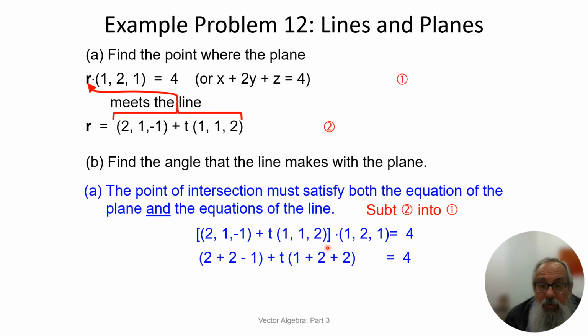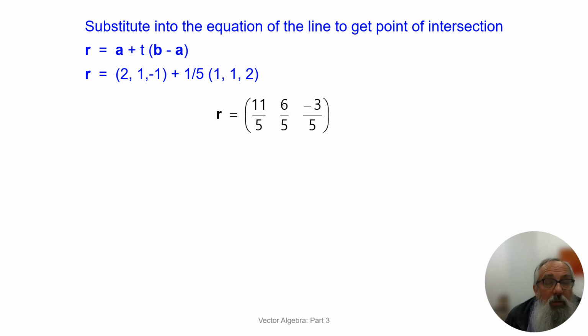It's quite straightforward to do it in a dot product way, and it comes out to be 3 plus 5t equals 4. So t in this case comes out to be 1/5. So we can simply write down the equation of the line, substitute the t of 1/5, and get the coordinates x, y, z. There we are. These are the coordinates of the point where that line crosses that plane.